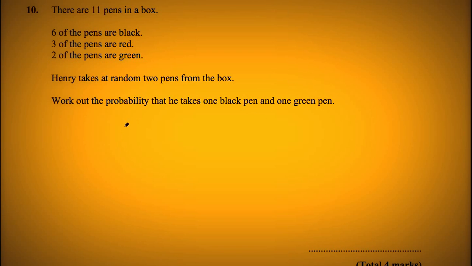Well, I'm going to do an abbreviated tree diagram for this one. I'm going to just call this pick 1 and this pick 2. And we're interested in him taking 1 black pen and 1 green pen. So I'm going to call this black followed by green, and then this one is green followed by black.